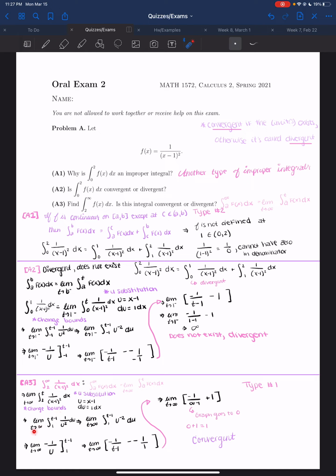So this will be the limit as t goes to infinity, taking the integral from 1 to t minus 1. And then we have 1 over u squared, because we substituted our u in for x minus 1. And then we're going to rewrite it, and then take our new bounds that we solved for right here. And after working that through, we see that the limit as t goes to infinity of negative 1 over infinity minus 1 goes to 0, and so 0 plus 1 is just 1. And since this number exists, it is convergent.